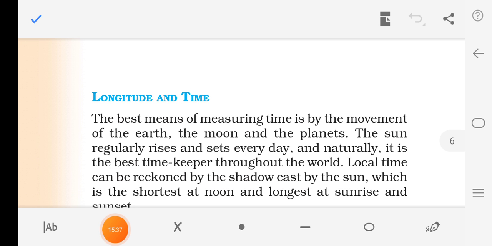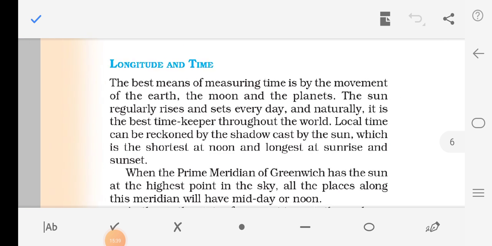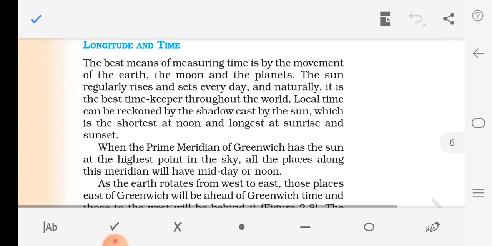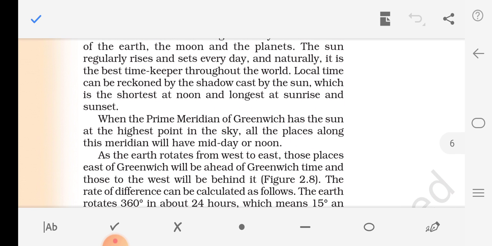Now let's see about longitude and time. The best means of measuring time is by the movement of the earth. How are we measuring the time? By movement of the earth, the moon and the planets also. The sun regularly rises and sets every day, and naturally it is the best timekeeper throughout the world.